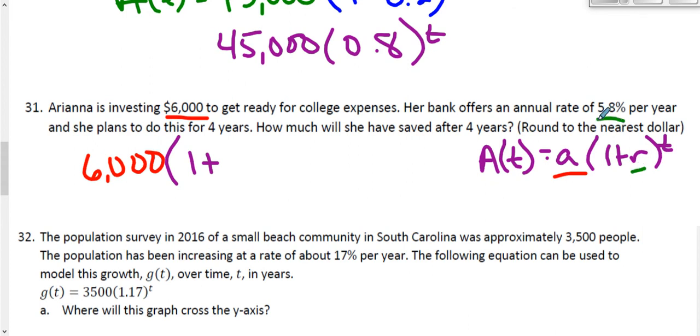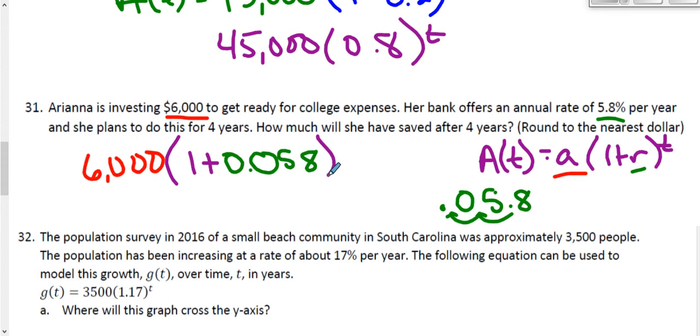This is 5.8%. If I want to write 5.8% as a decimal, I have to move the decimal 2 spaces to the left, which is going to move it over here. So I'm going to need this 0 as a placeholder. So 0.058, that's the number I'm adding there. And last but not least, I need the t value. The t value talks about the number of time in years, and it says in the problem she's doing this for 4 years. So we just use the number 4 as an exponent.